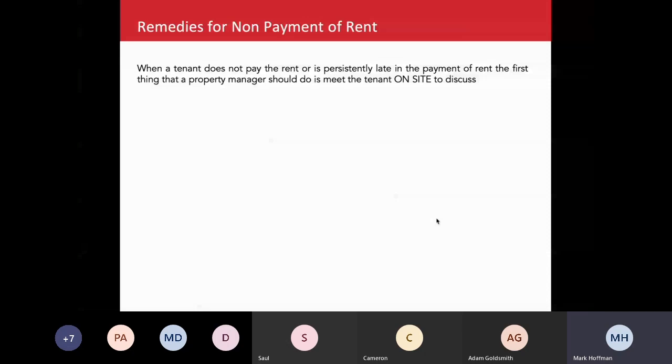Now, we've talked about communicating with the tenant. Why do you think, and you've got to think outside the box now, why do you think it's important, if possible, to meet with the tenant on site to discuss why they haven't paid the rent, as opposed to just communicating in writing or verbally?